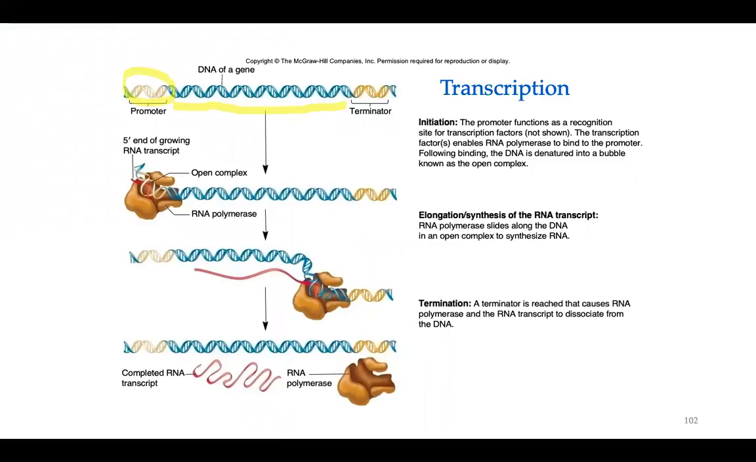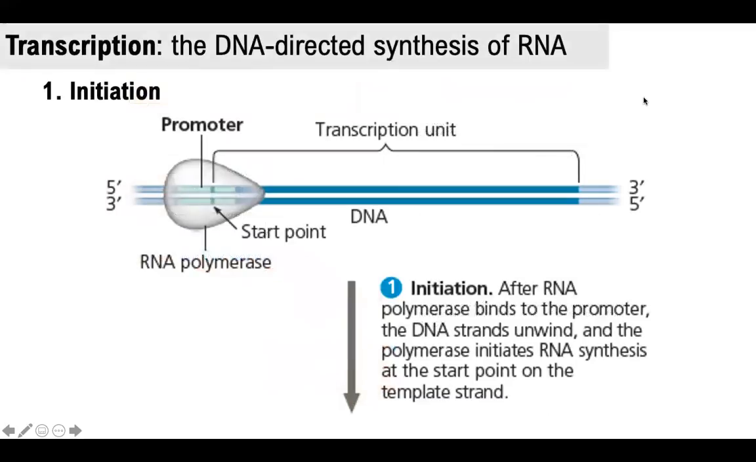The process of transcription involves initiation, elongation, or what we call the synthesis of the RNA transcript, and termination. But this is the overall process. In the process of initiation, an RNA polymerase binds to a promoter. We have a promoter region of a certain segment of DNA.